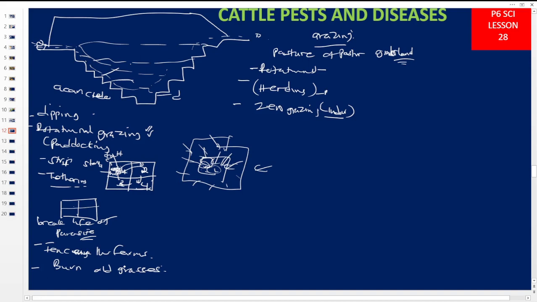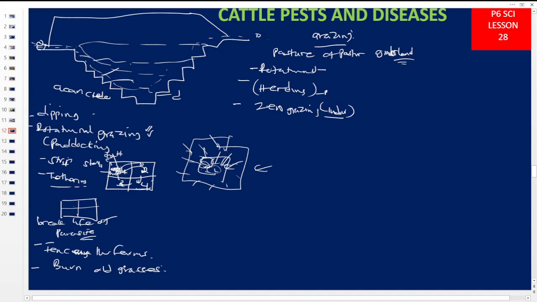Then what you do, you burn all that old grass. As you burn it, you are killing, or you are controlling, all the external parasites. We've said external parasites are the parasites that feed from outside the body of a host. And how do we control them?